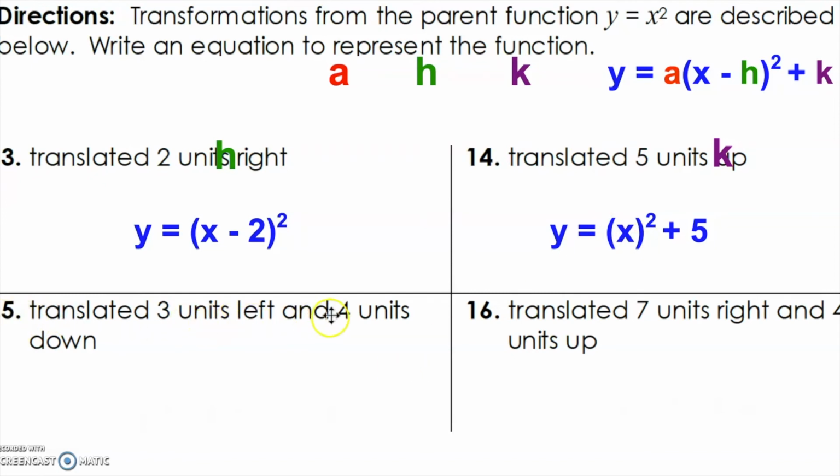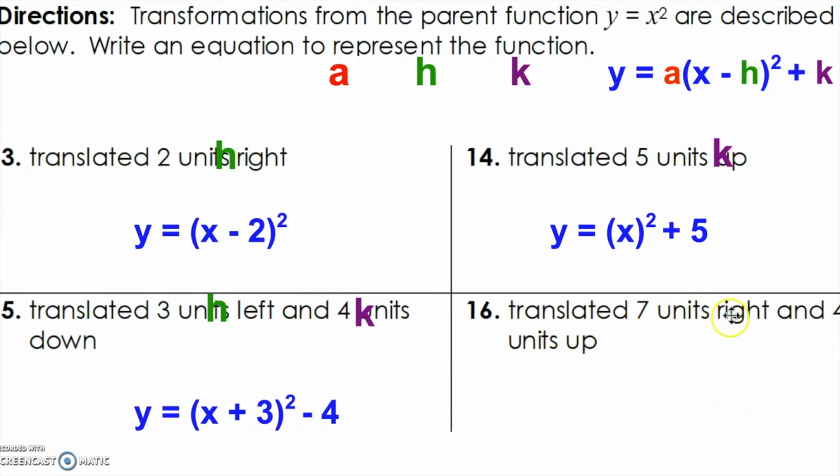Translated 3 units left and 4 units down. I know my left and right movements are h. Because it was moving to the left, I know this 3 would be a negative 3. 4 units down is going to be my k value, and I know k is going to be a negative 4 because I'm moving down. So I'm going to have x minus a negative 3, which is why that becomes plus 3, squared minus 4. So I'm taking those h and k values and plugging them into my function.